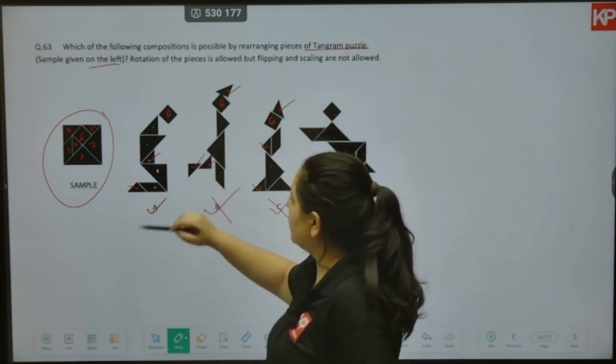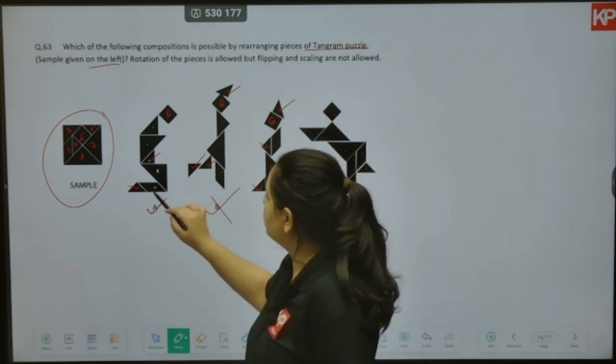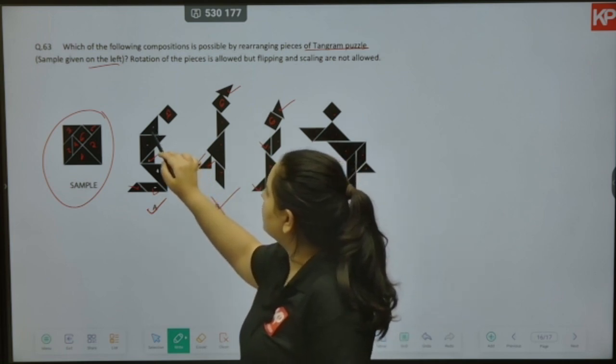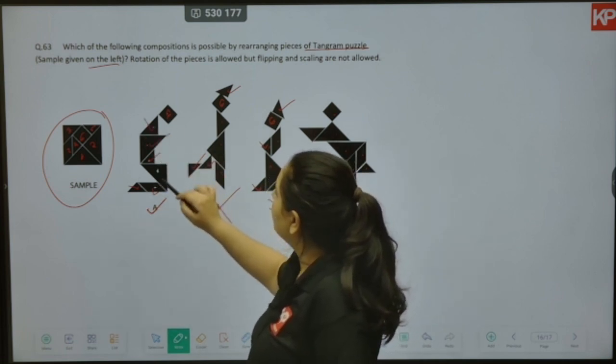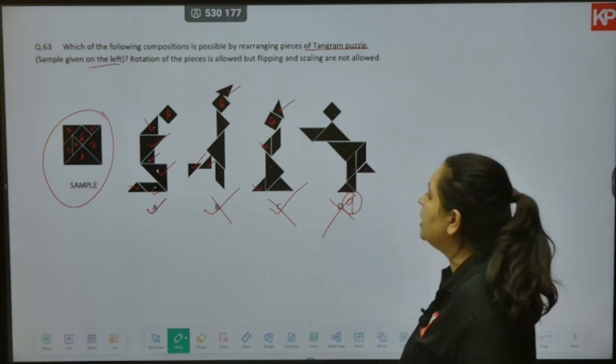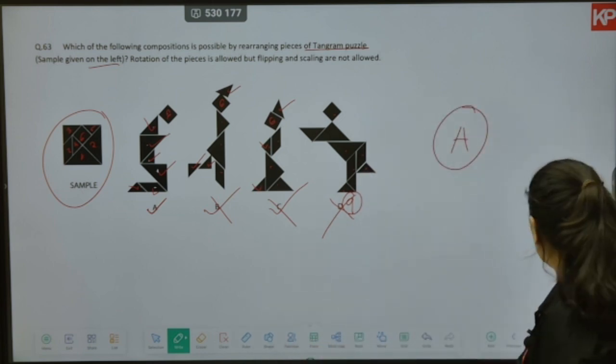7 is there, square is there, 2 smaller triangles are there. Let's check for parallelogram. Yes, we have the parallelogram as well. Let's check for 1 medium triangle. Yes, we have, and 2 bigger triangles or large triangles also we have. So we can be double sure that yes, option number A is the correct answer.